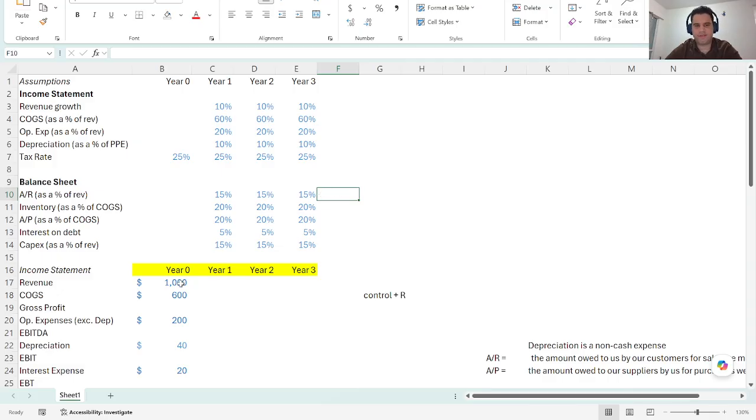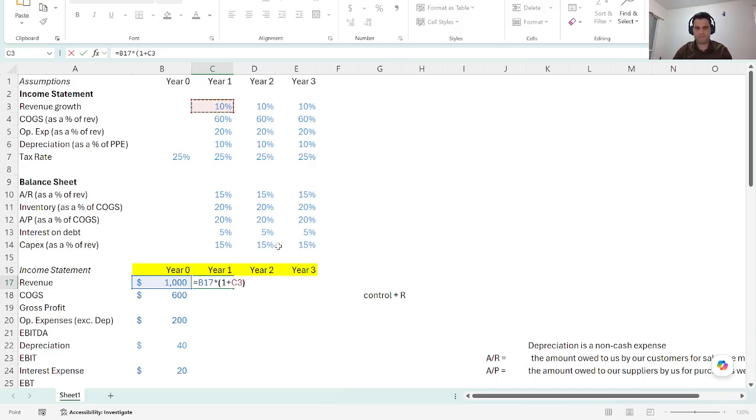Revenue for the base year is given as $1,000 and we're given the growth of revenue for the next 3 years to be 10%. So revenue for the next year would be $1,000 multiplied by open parentheses 1 plus 10%. I can press shift and highlight the two right cells and press Ctrl R to copy the formula to the right. Cost of goods sold as a percentage of revenue is 60%. So cost of goods sold is going to be revenue multiplied with 60%.